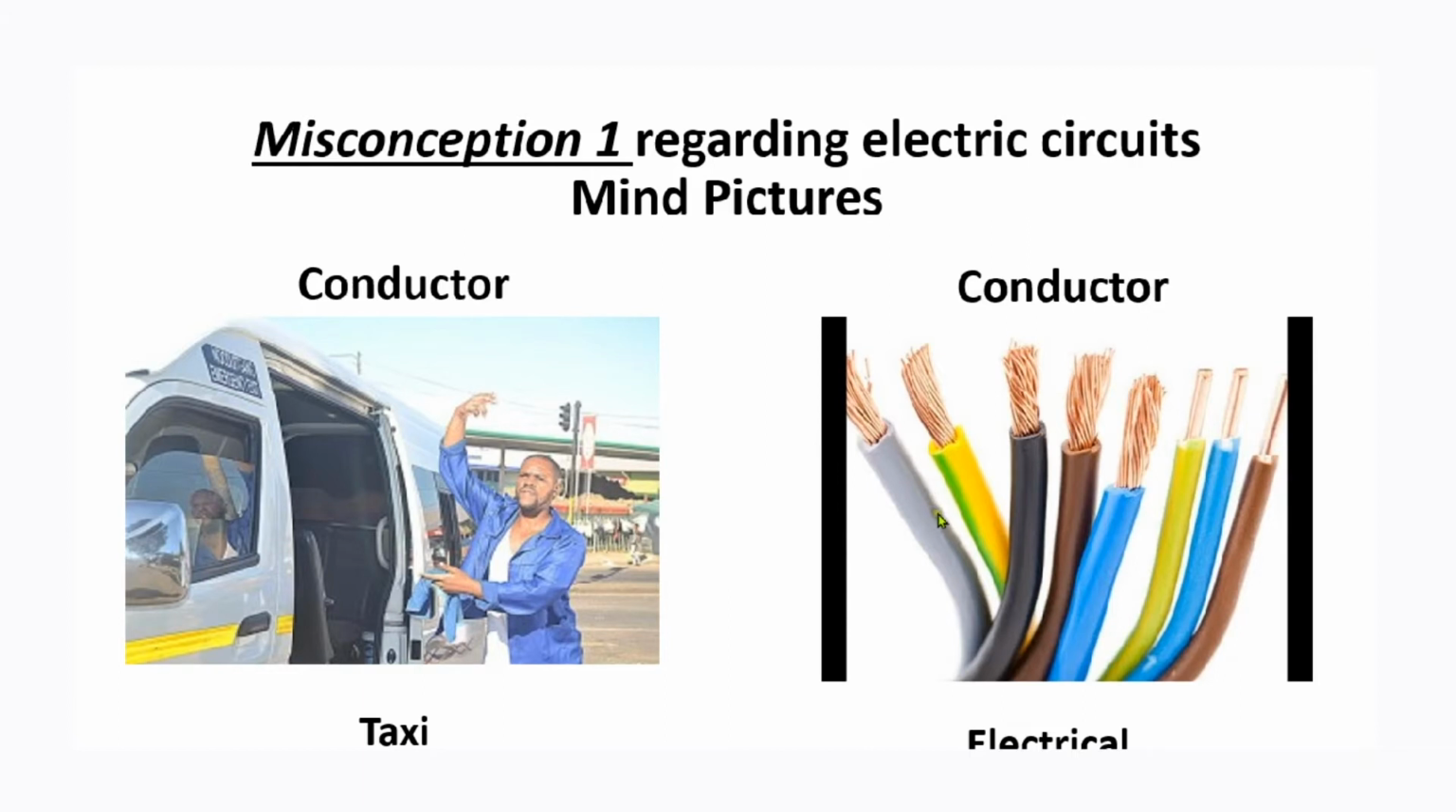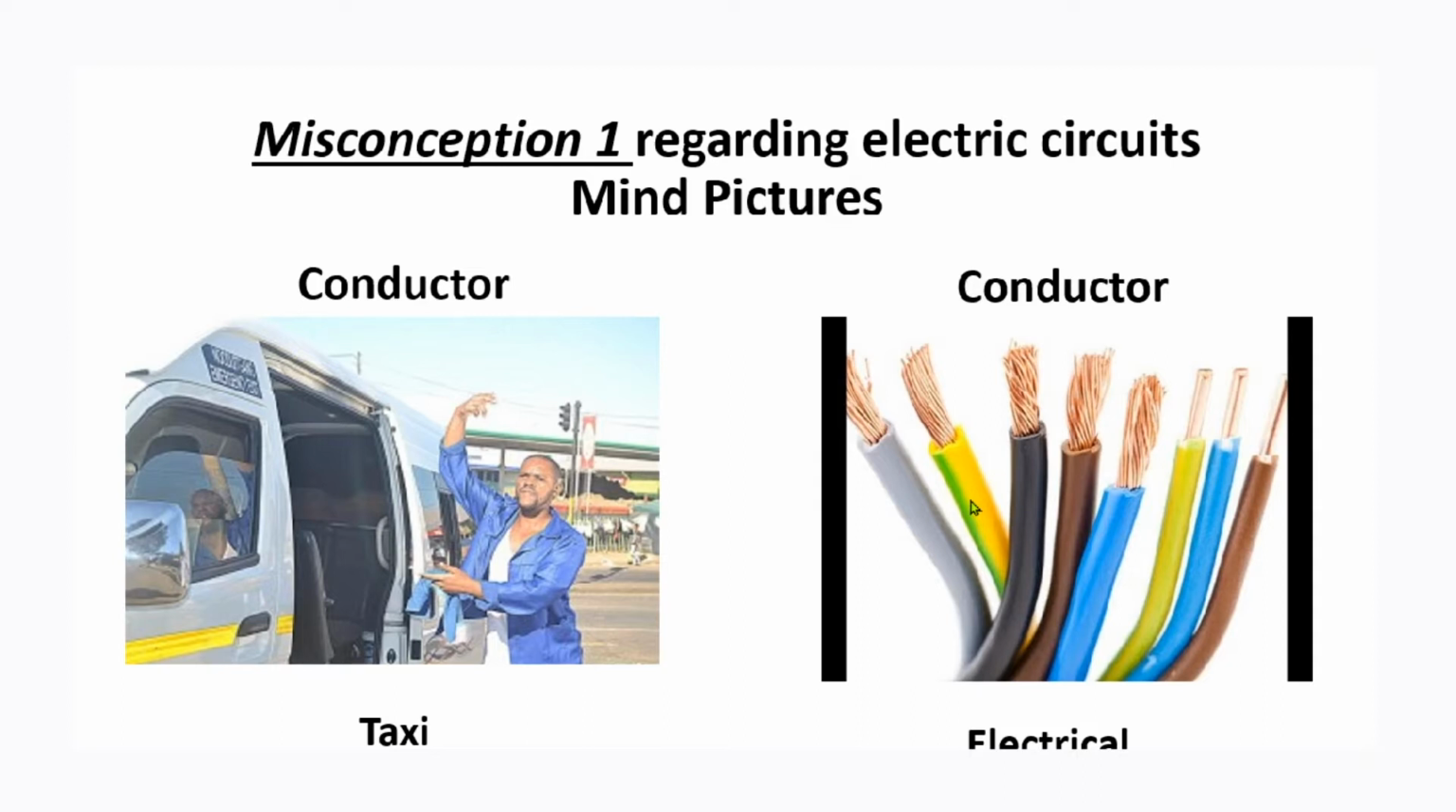Let's look at our first misconception. Misconception number one regarding electrical circuits is mind pictures. We have found that many students have the wrong picture in their mind when we are referring to specific components, and especially electrical components. The picture on your left shows you a conductor, and you will notice that that conductor there is a person who collects your money when you enter a taxi.